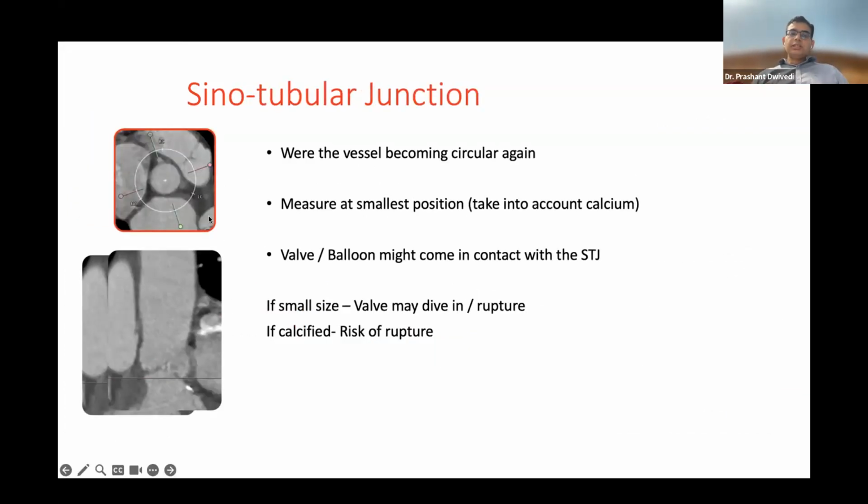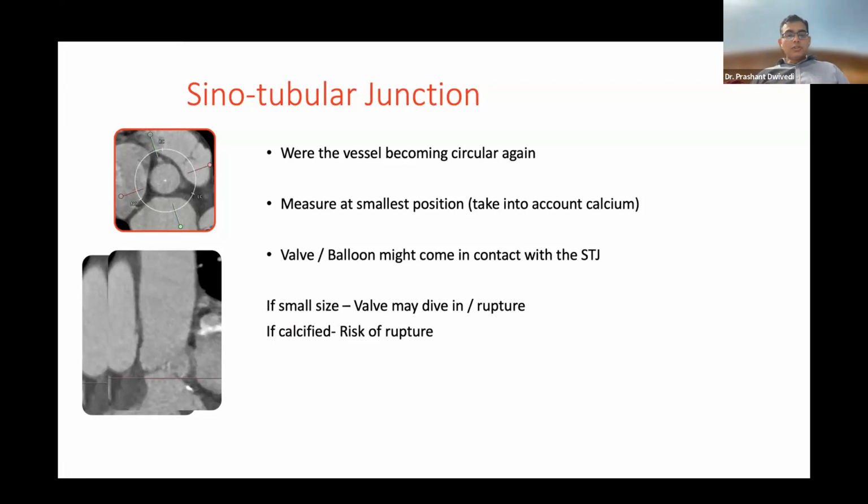Then we need to understand the sinotubular junction. So where exactly is the sinotubular junction? It's a junction where the sinus of Valsalva meets the ascending aorta. It is a portion where the vessel becomes circular again. We have to measure the smallest diameter and the largest diameter. We also need to account for the calcium, because if there is calcium, there is a high risk that the STJ might rupture during the valve deployment, especially with the balloon expandable valve.